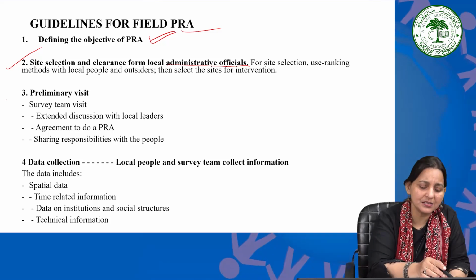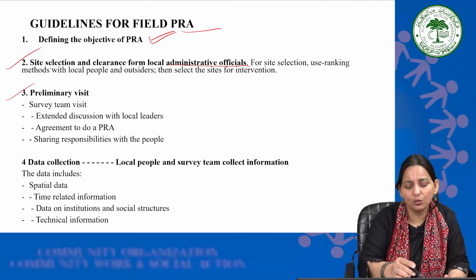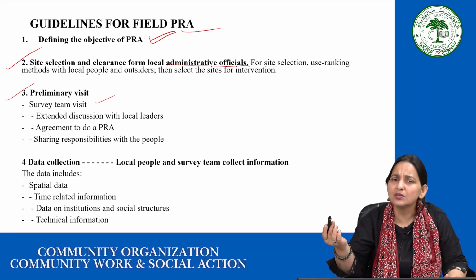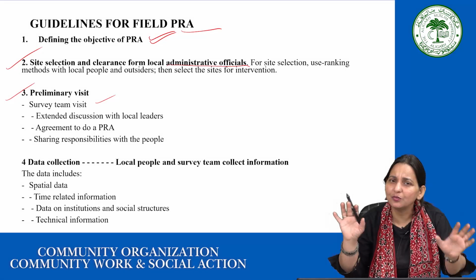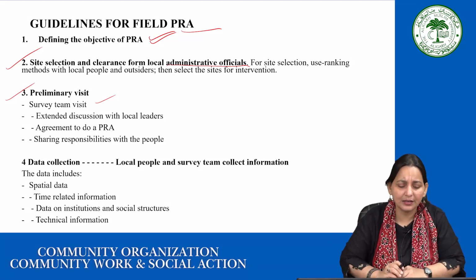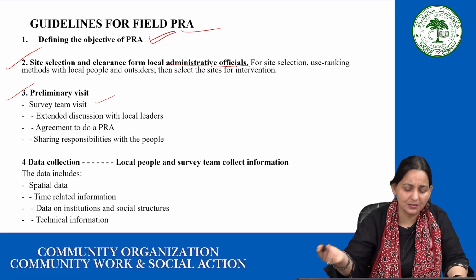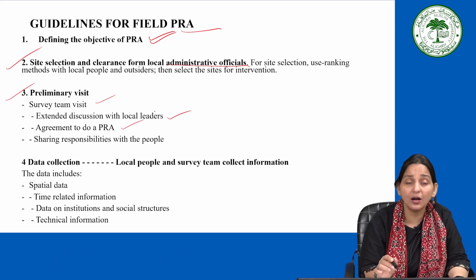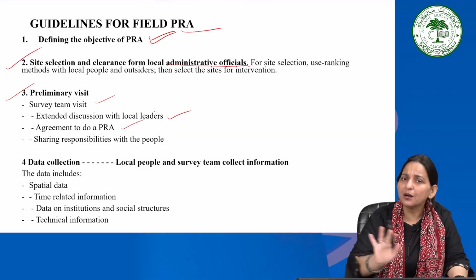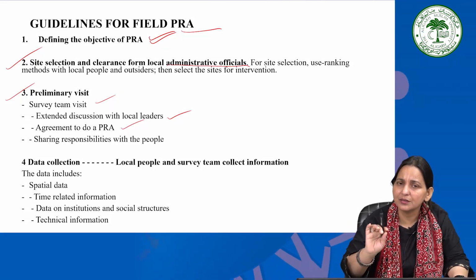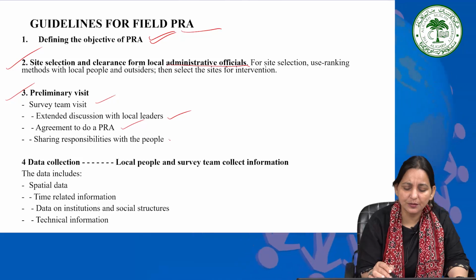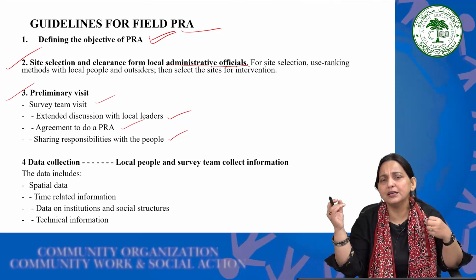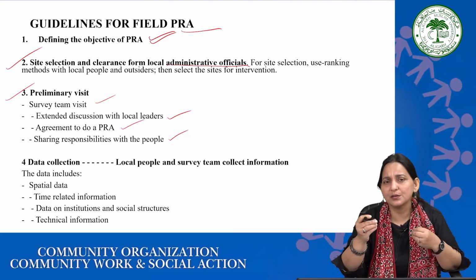And then preliminary visits. The survey team has to go and take some basic information about the community. You can also go through a transect walk initially, so that you can get very preliminary information. All these tools we are going to discuss in the coming sessions. Then there is extended discussion with local leaders and agreement to do a PRA, just to make it popular among the community members that we are coming here to have a discussion. And then sharing responsibility with the people, so that who will participate, and how the different stakeholders would participate, is clear.